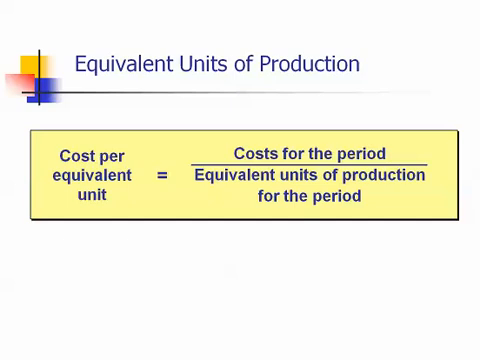Since we cannot calculate an actual cost per unit, but must instead calculate a cost per equivalent unit, we will do this by dividing the total cost for that period by the equivalent units of production, which takes into account both partially completed and fully completed units produced during a particular period. So our cost per equivalent unit will simply be our cost for the period divided by an equivalent number of units produced in a particular period of time.